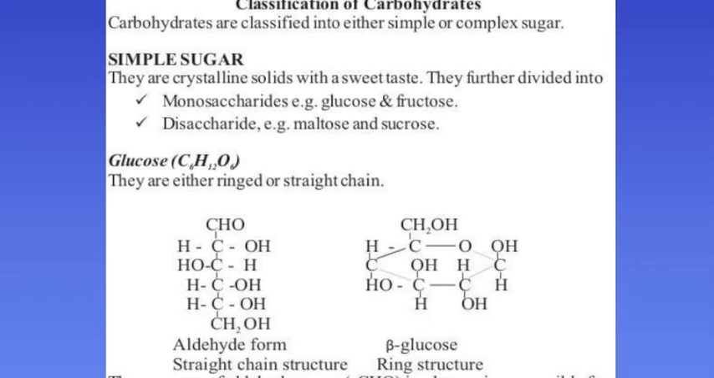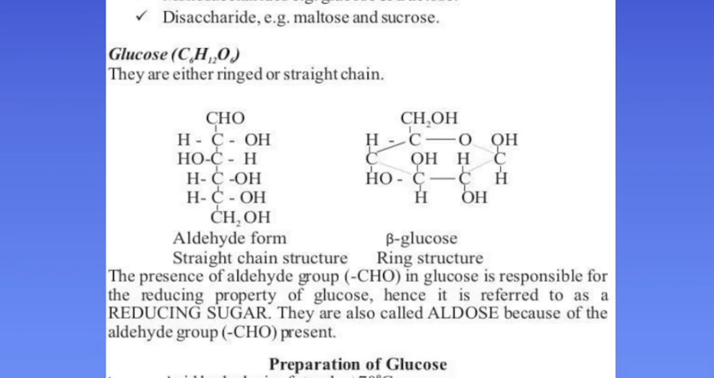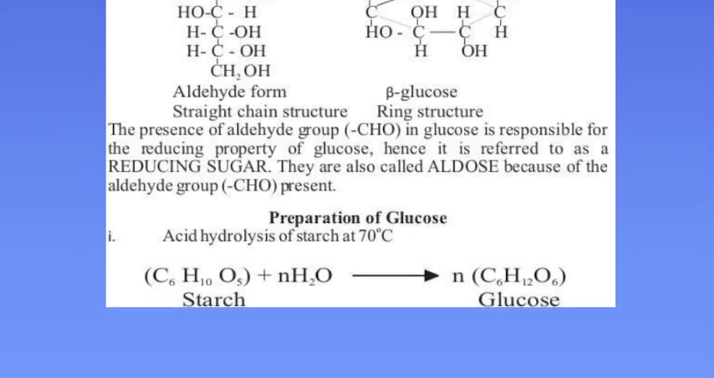Examples of your monosaccharides include glucose, fructose, and galactose. You will notice that glucose is an aldose because it has a terminal carbonyl group, and because of this, they are also referred to as aldose sugars.